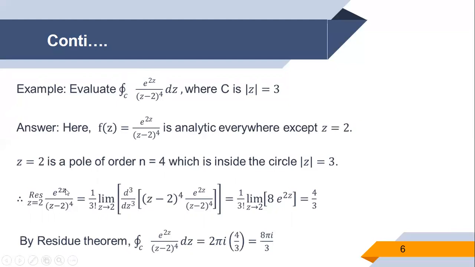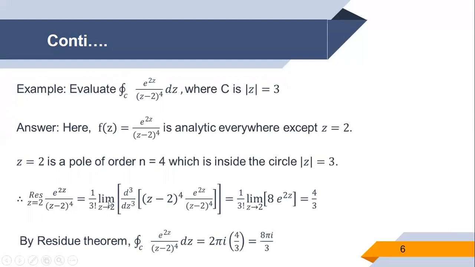So z is equal to 2 of this function, but n is equal to 4. That means 1 upon 3 factorial, limit z tends to 2, 3 times derivative of (z minus 2) raised to 4 into the function. So (z minus 2) raised to 4 cancels. 1 upon 3 factorial, limit z tends to 2, 8 into e raised to 2z. So the 3 times derivative is this. Then we replace z tends to 2, and we get 4 by 3.